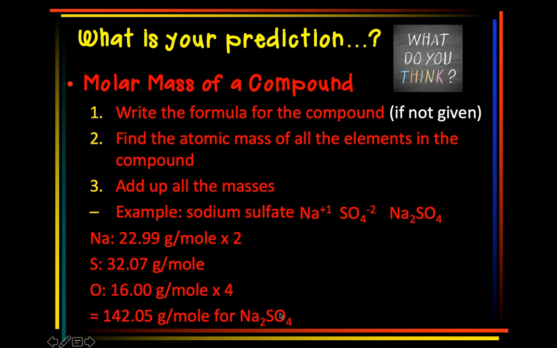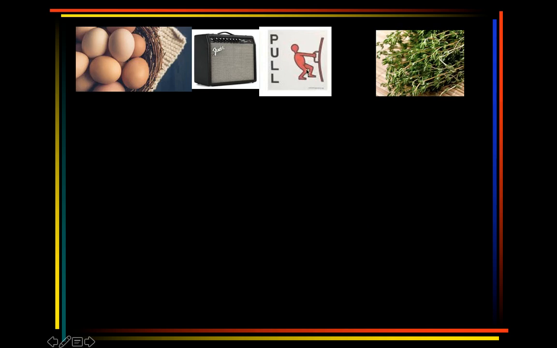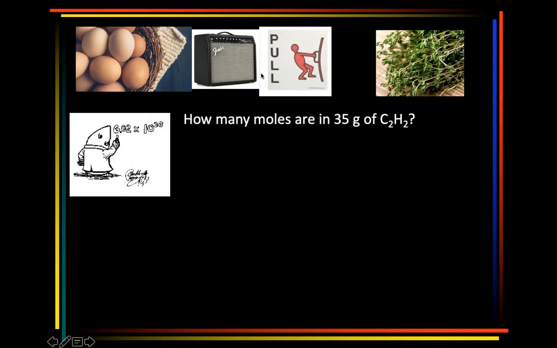So same math, same conversion idea as before. It's just that now we can use compounds instead of just elements. All right, let's practice this. Example time. Here we go. Ready? How many moles are in 35 grams of C2H2?